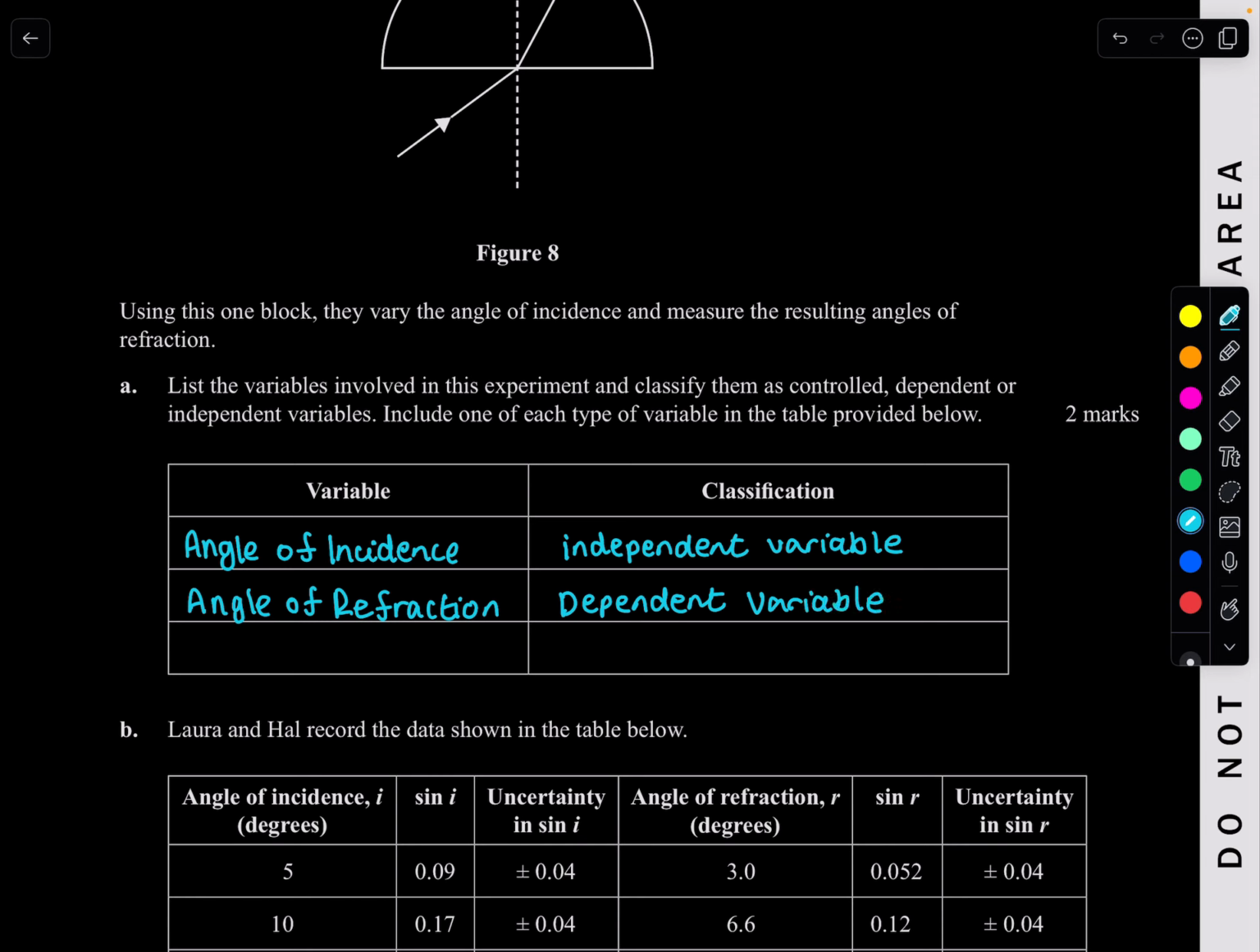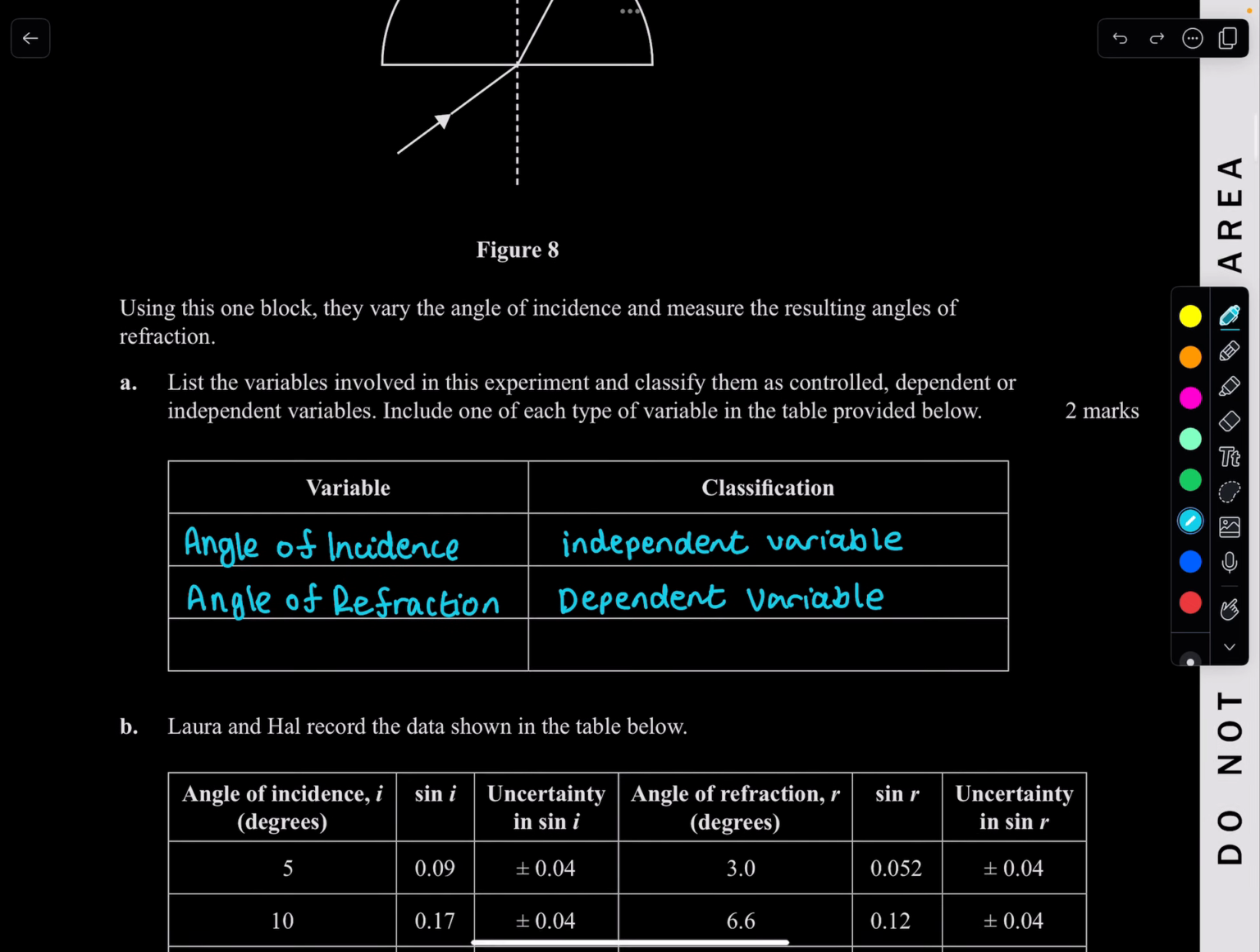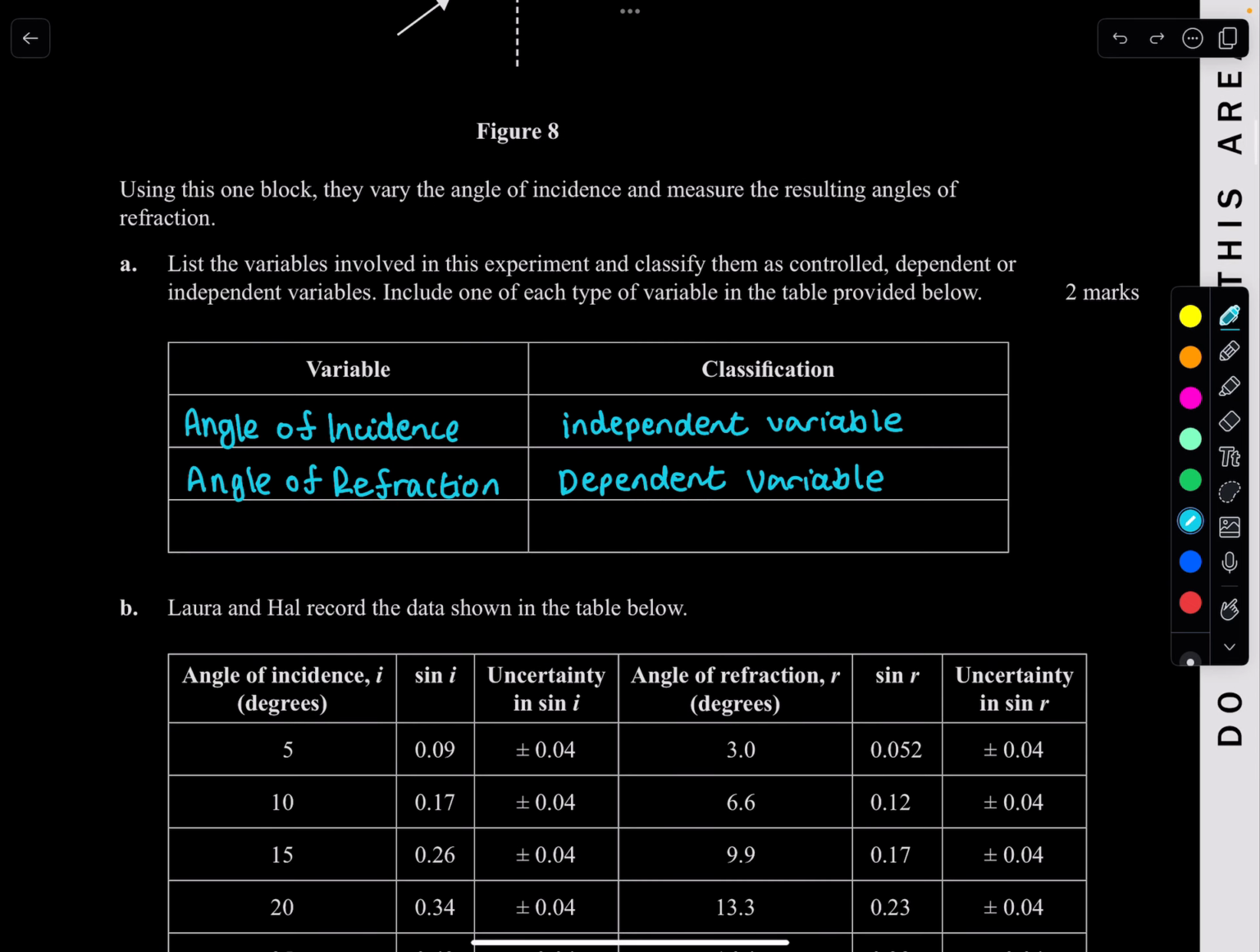So the result is going to be your dependent variable. Beautiful. The last one is the control variable. The control variable is the thing that you keep constant throughout the experiment. Looking at this, I think the thing that you need to keep constant is the frequency of light that you're using. You don't want to affect that. That's the first thing that comes to my mind, so I'm going to say the frequency of light. We want to keep that constant. That's going to be our controlled variable.